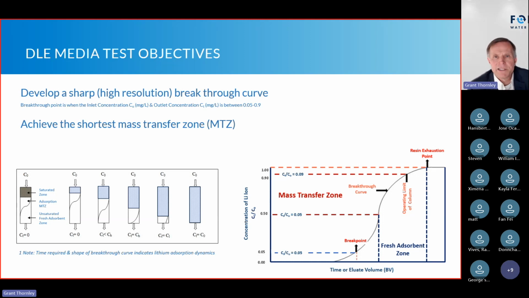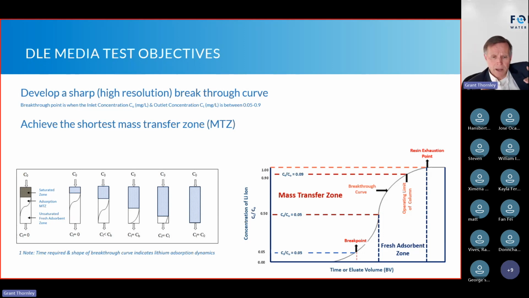When I do my DLE media test objectives, and we'll get in a little bit more detail, what am I trying to achieve? Well, the one thing that tells us the most is my breakthrough curve. You've probably heard that, like ion chromatography or ion exchange resins, very, very common. And what I mean by that is I want to develop the best breakthrough curve, one that I've developed with very, very high resolution.